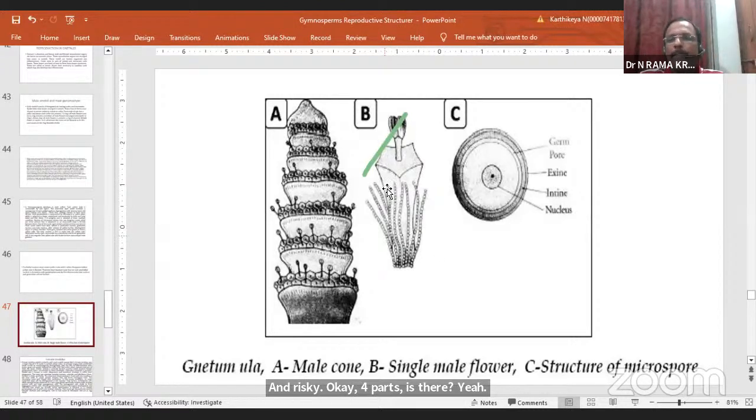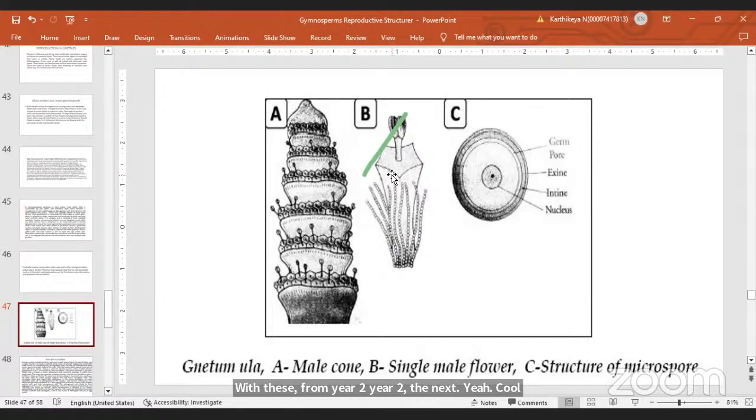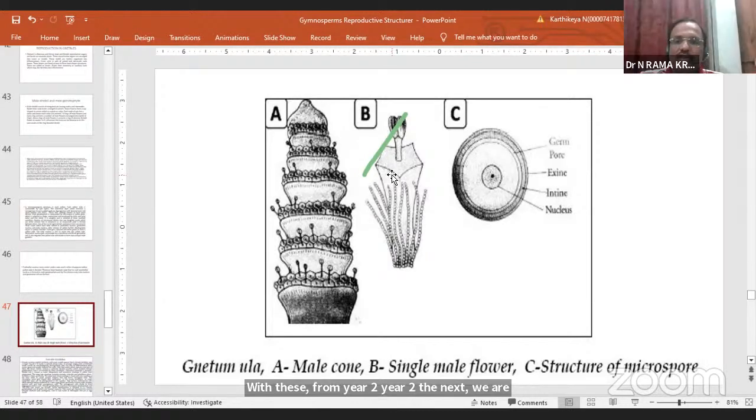Here we are not looking at the 4 parts. Here we are looking at both together, the calyx and corolla together, because that is the perianth, perianth-like structures. From here to the next, we have totally entered angiosperms. Angiosperms are automatically flowering plants.